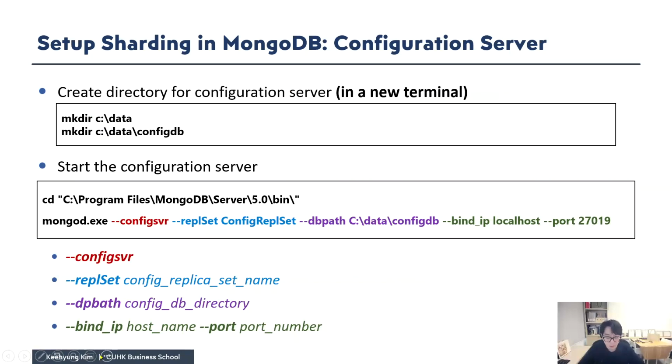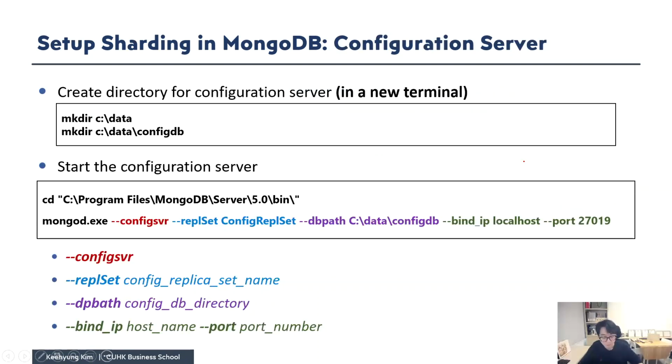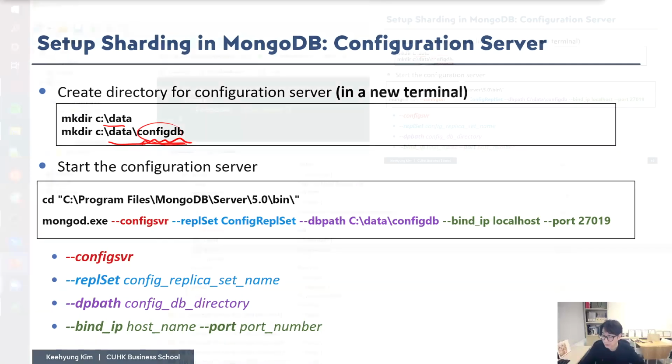So first of all, I start with setting up the configuration server. For the configuration server, it's just a server, but I need some place to store configuration settings. So I make a data folder, and under the data folder, I make a configuration DB directory. Inside this directory, I use this storage as a place to save the configuration server's setting information. Let me show you how I can do this.